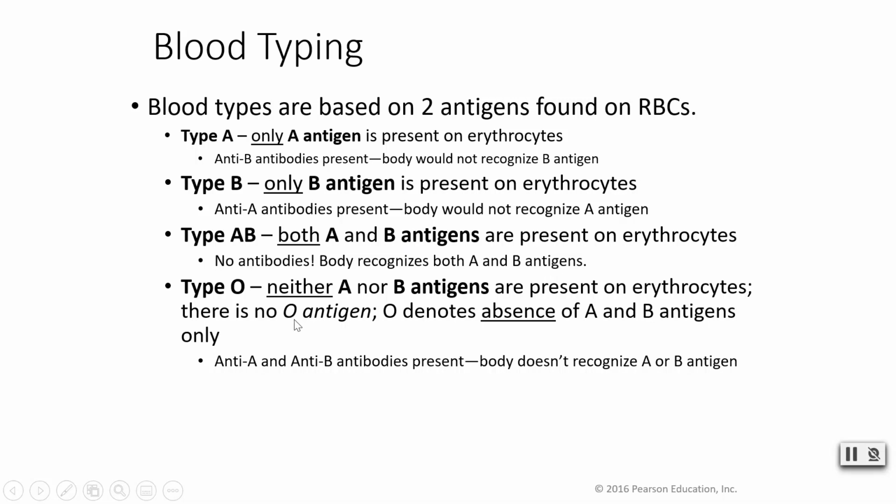While type O has neither A nor B antigens. There is no O antigen. Remember, it's just an absence of the A and B antigens. So we would have both anti-A and anti-B antibodies. Your body would not recognize either A or B antigens as being self-antigens, so those antibodies would want to destroy those.